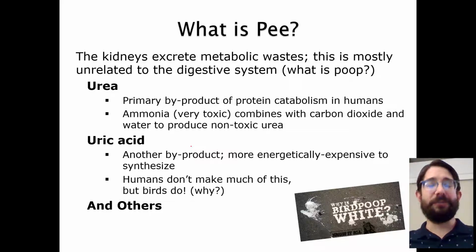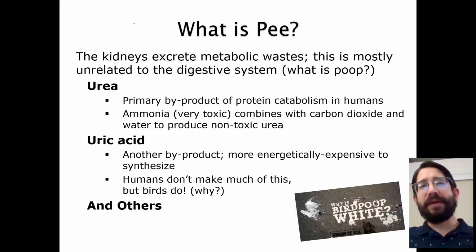Here we're talking about water, but then all of these metabolic wastes. Now, if you eat too much sugar, then yeah, you can pee the extra sugar out. So the urinary system and digestive system are somewhat related, but they're more or less doing their own thing. The metabolic wastes that humans make a lot of are urea, especially. That's our primary byproduct of breaking down proteins in our body.